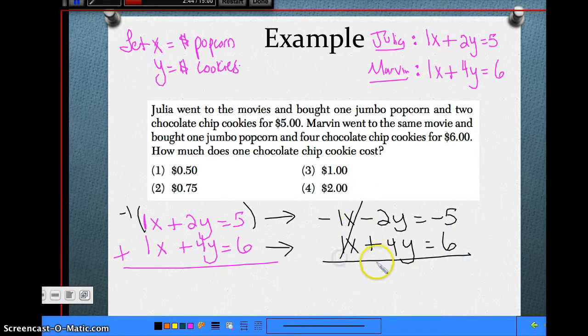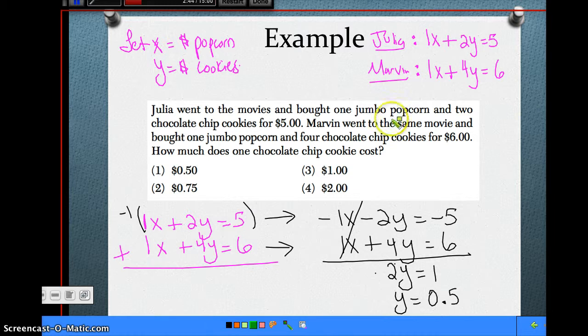These guys cancel, that's why they call it elimination. 2y plus 4y is 6y. Whoops, it's not 6y. It's a negative 2y, so 2y is equal to negative 5 plus 6, which is equal to 1. Divide both sides by 2, and you get 1/2, which is really equal to 0.5.